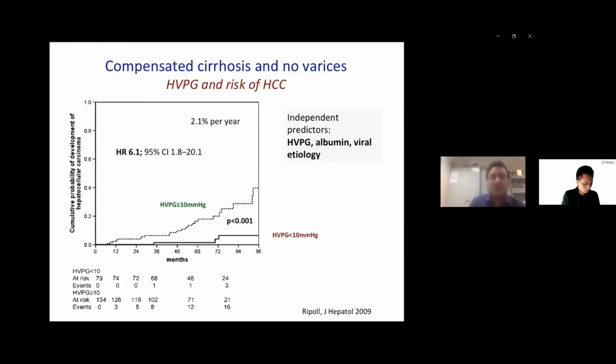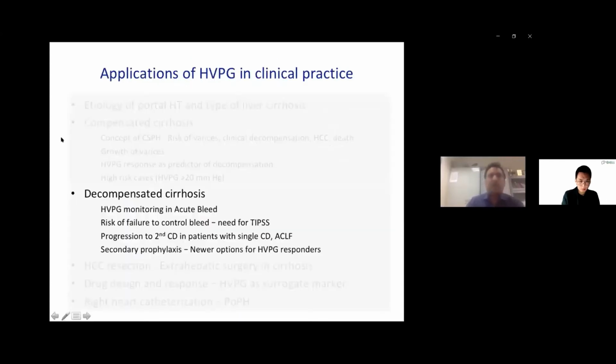So the determination of clinically significant portal hypertension is important because it not only predicts the development of varices, but also predicts the development of clinical decompensation, ascites, encephalopathy, bleeding, as well as the development of liver cancer. So, coming on to the applications of HVPG in clinical practice in patients with decompensated cirrhosis.